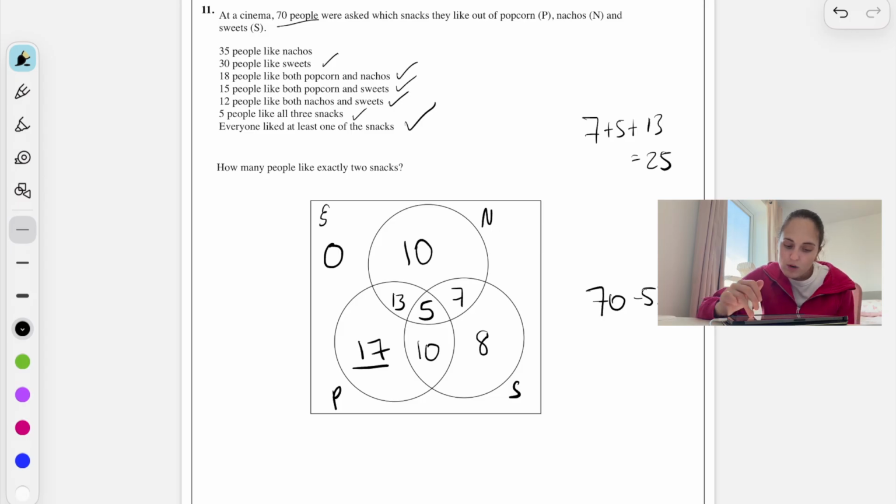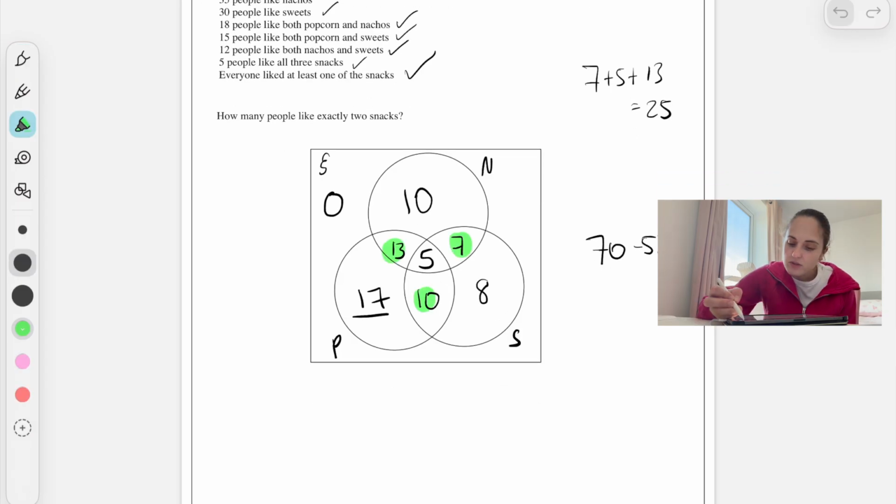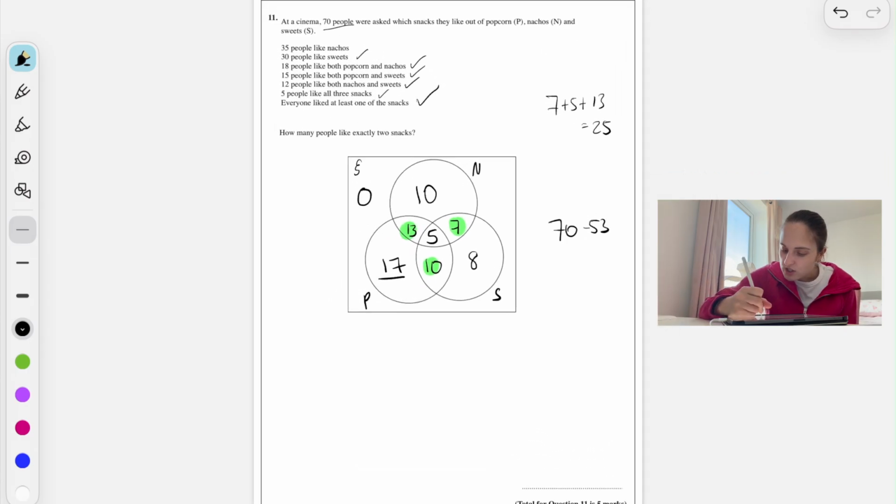So it says how many people like exactly 2 snacks. That's going to be these 3 sections here. So I'm going to do 17 plus 13 plus 10. So 17 plus 13 is 20 and 20 plus 10 is 30. So the answer to this question is 30.